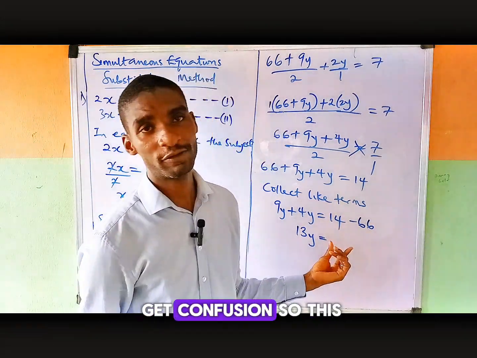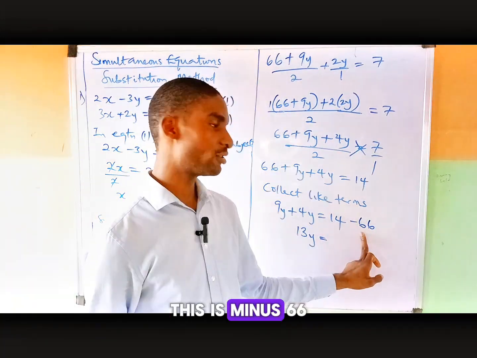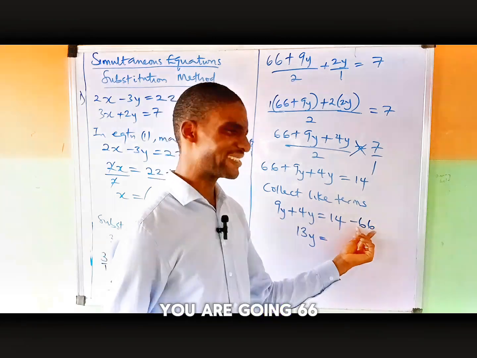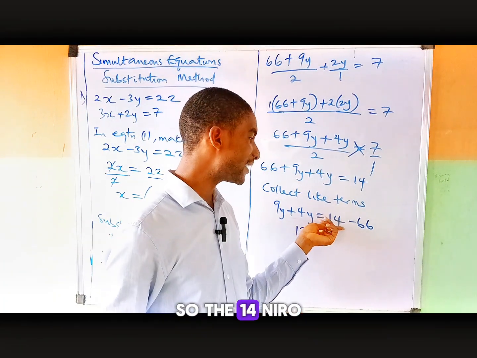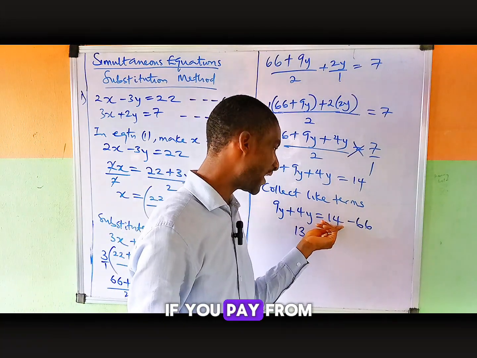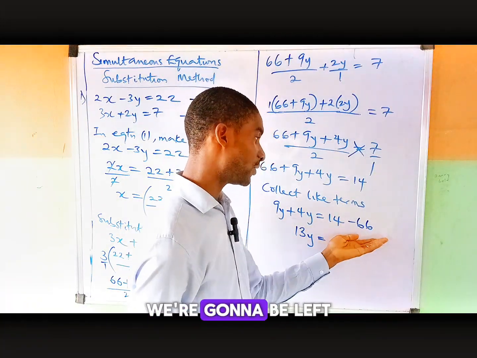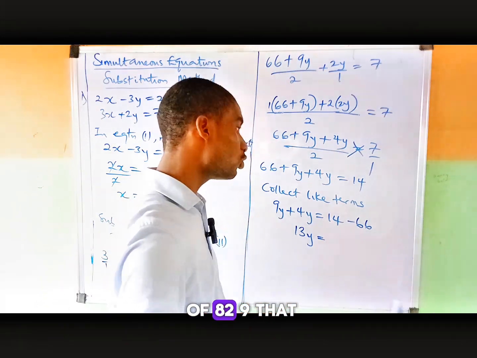Some people get confused, so this is how you interpret it. This is plus 14. This is minus 66. Let's use Nigerian naira. You are owing 66 naira and you have 14 naira. So the 14 naira that you have, if you pay from the debt of 66 naira, what will be left? You're going to be left with 52 naira. That is a debt of 52 naira.